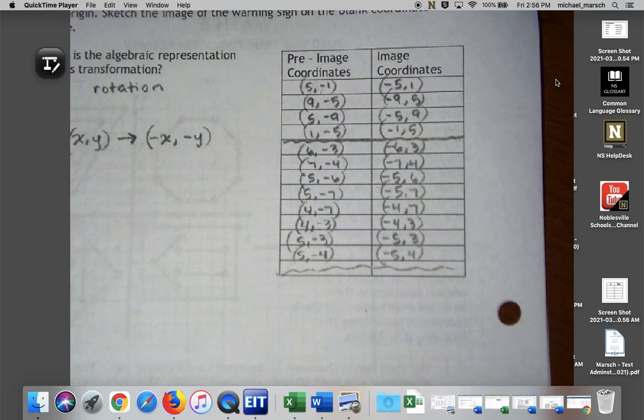Wait, so you go up 5 over 1? You go backwards 5, up 1. Okay, and you connect as you go. And then once you finish the diamond, you no longer connect because you're going to start a new shape inside the diamond.